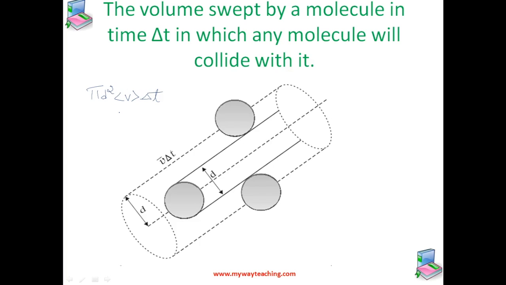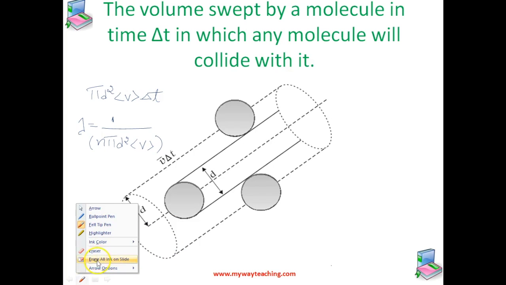If n is the number of molecules per unit volume, then the molecule suffers n pi d squared v delta t collisions in time delta t. Thus the rate of collision is n pi d squared v, or the time between two successive collisions on the average, which is represented with tau, is given by 1 by n pi d squared v. This is the time between the successive collisions. The average distance between two successive collisions is called the mean free path. So that mean free path is represented with L.